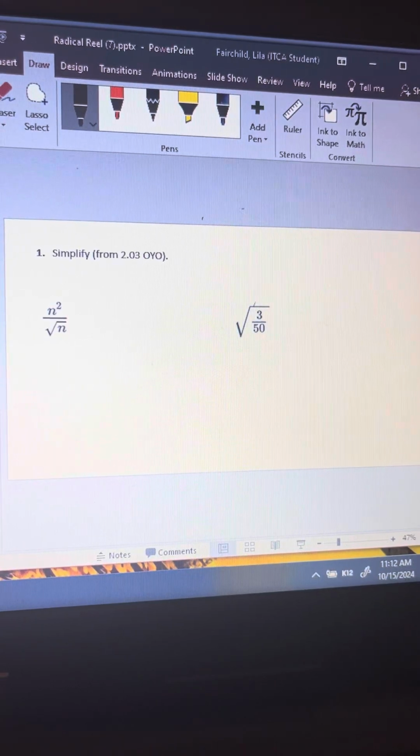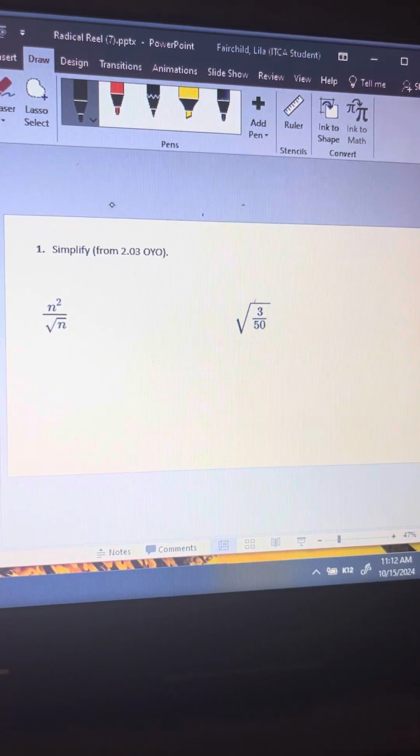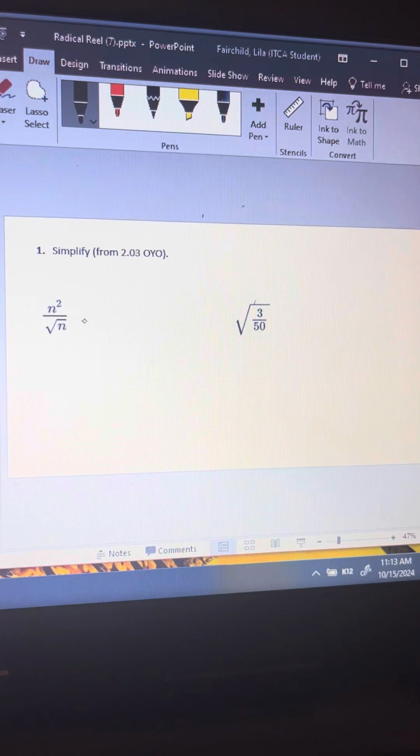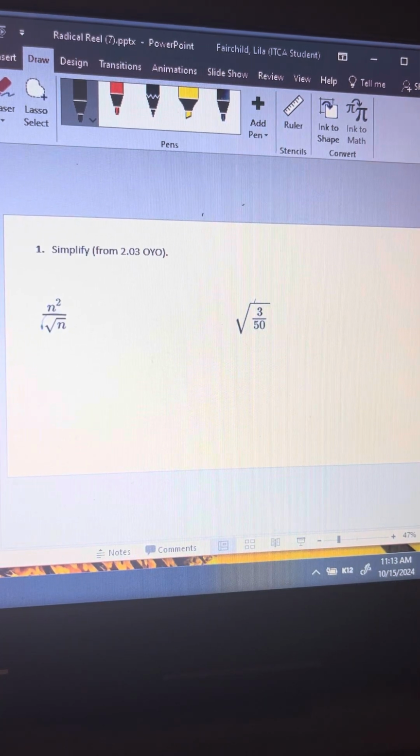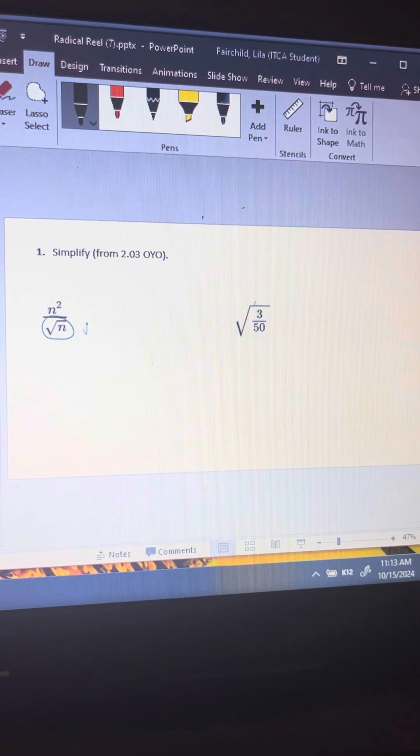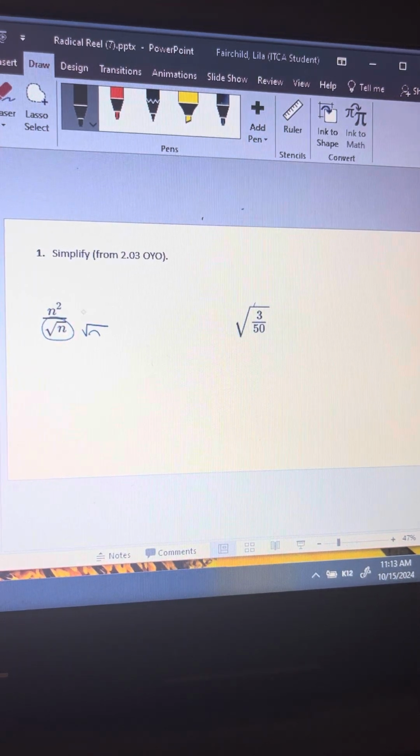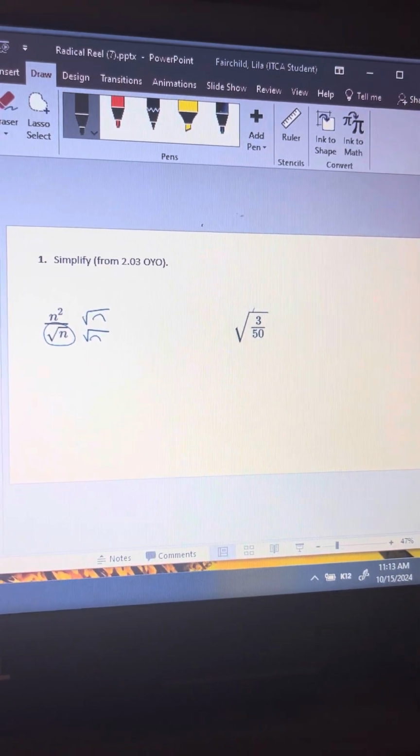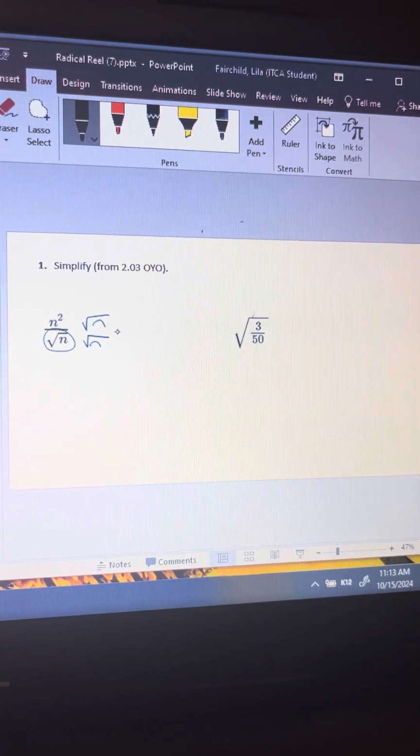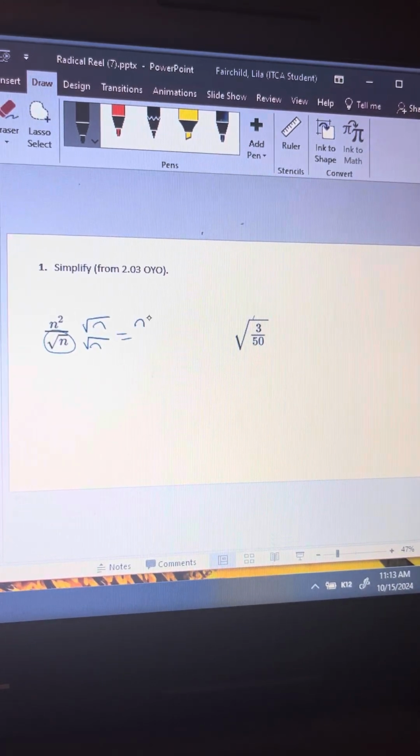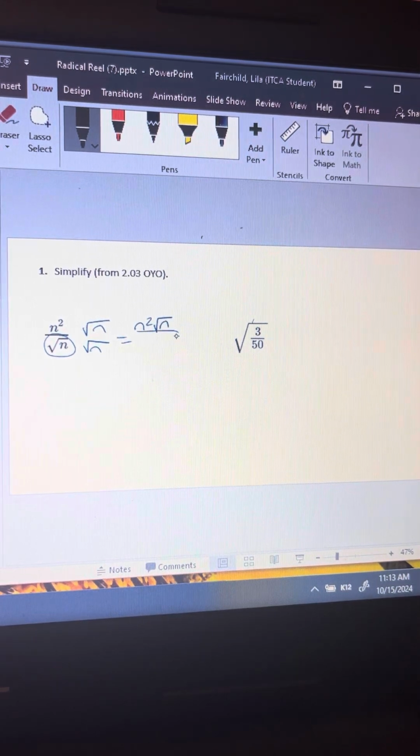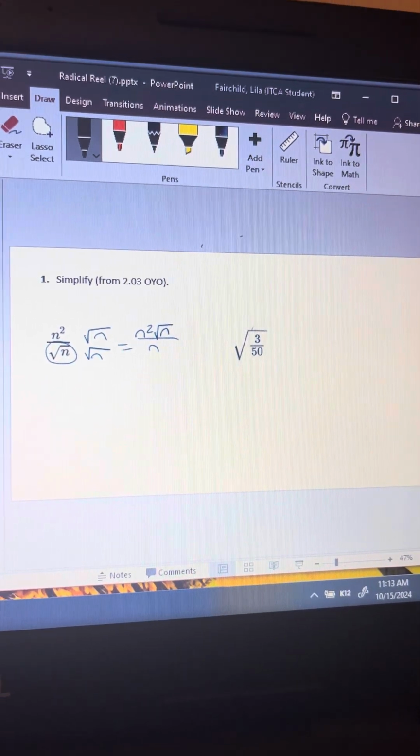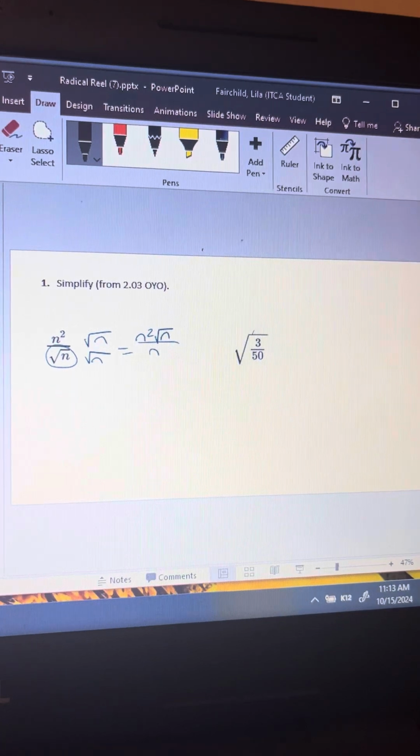Alright, so this is the radical real. This is how you do this first problem. The first thing you would do is try to get rid of this right here, because you can't have it. So you would need to multiply both by this, and that would get you n to the power 2, and then n under the square root, and then n.